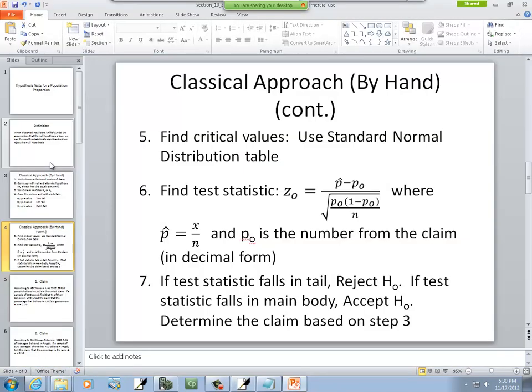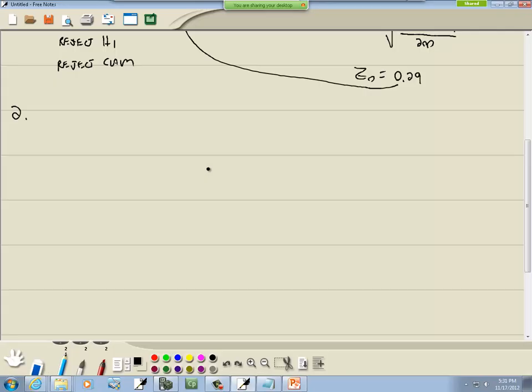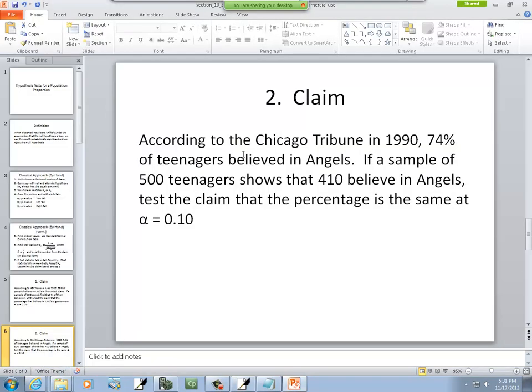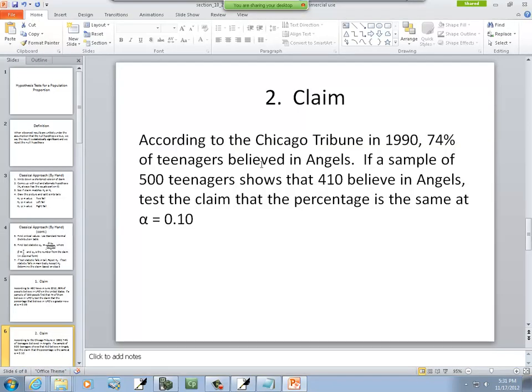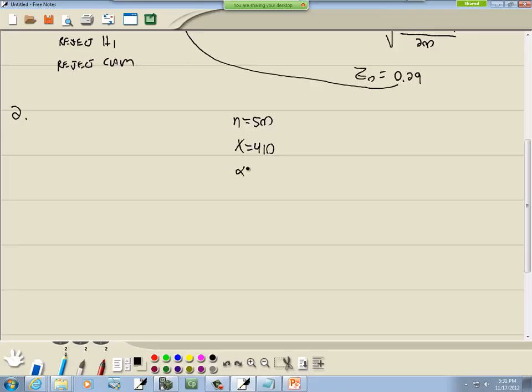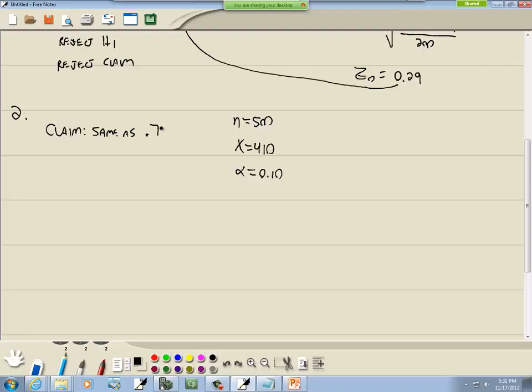Okay, let's look at our second problem. According to the Chicago Tribune in 1990, 74% of teenagers believed in angels. If a sample of 500 teenagers shows that 410 believe in angels, so X is 410, test the claim that the percentage is the same, at alpha equal to 10%. And our claim is same as 74%, which is equals.